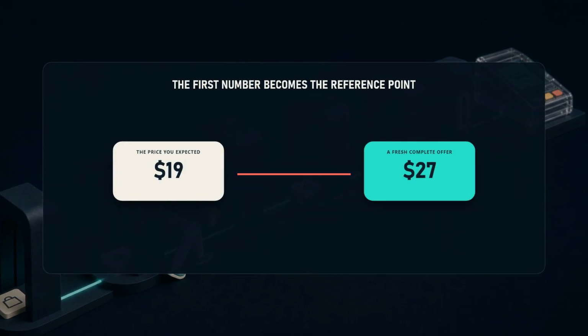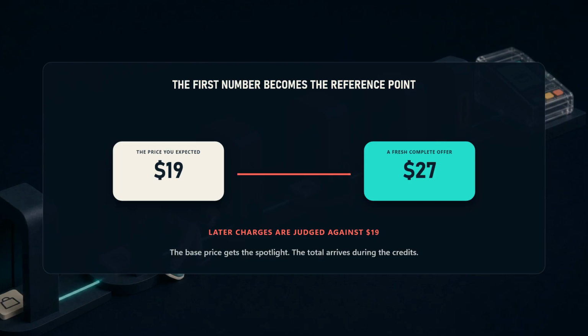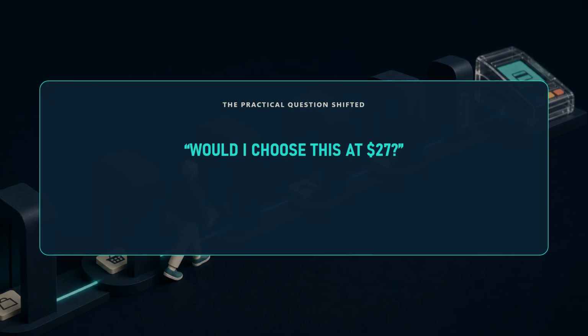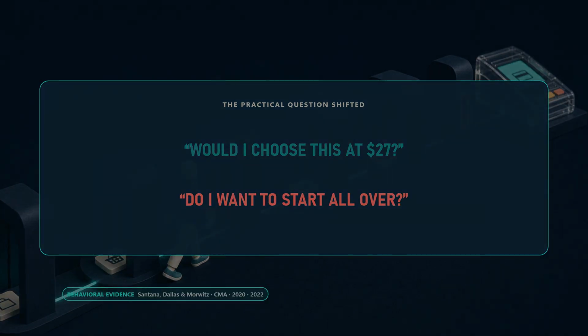Later charges are judged against a $19 ticket you thought you were buying, not against a fresh $27 offer. The base price gets the spotlight. The complete price arrives during the credits. The practical question has shifted from, would I choose this at $27, to, do I want to start all over?